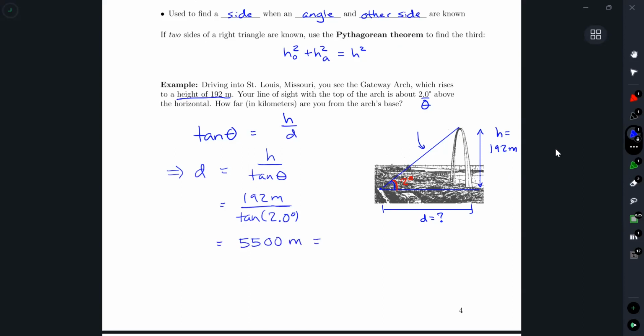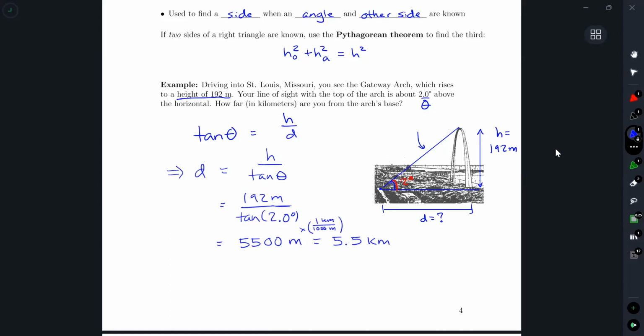how many kilometers is that? 5.5 kilometers. Yep. So you could do that as a conversion by saying, all right, we need to multiply meters by something to get kilometers. We need to get rid of meters, so it should go in the bottom. There's 1,000 meters in 1 kilometer, and that would get you to 5.5 kilometers.